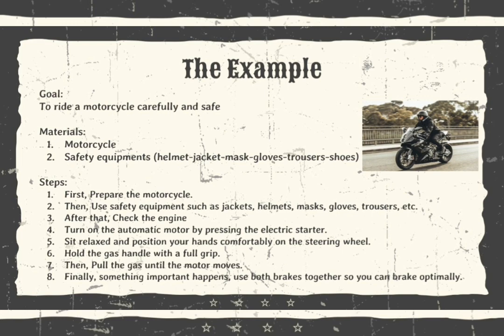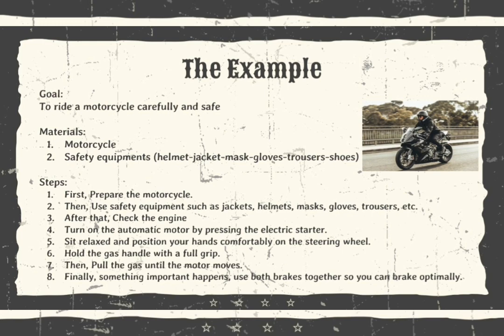After using that, you can check the engine first. Maybe the engine is broken or not. If the engine is normal, then you are ready to go. After checking the engine, turn on the automatic motor by pressing the electric starter. Just press it and the engine will start, and it turns out to be just fine. And then the next one is sit relaxed and position your hands comfortably on the steering wheel. So you basically just sit relaxed and position your hands in a comfortable position on the steering wheel.